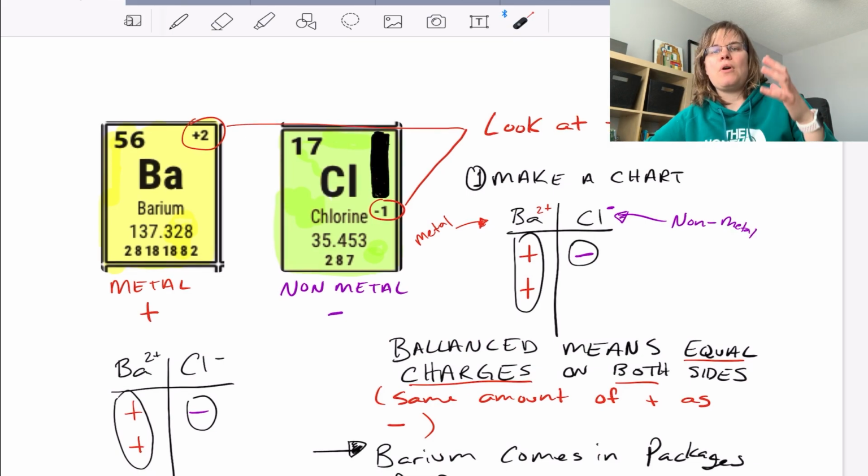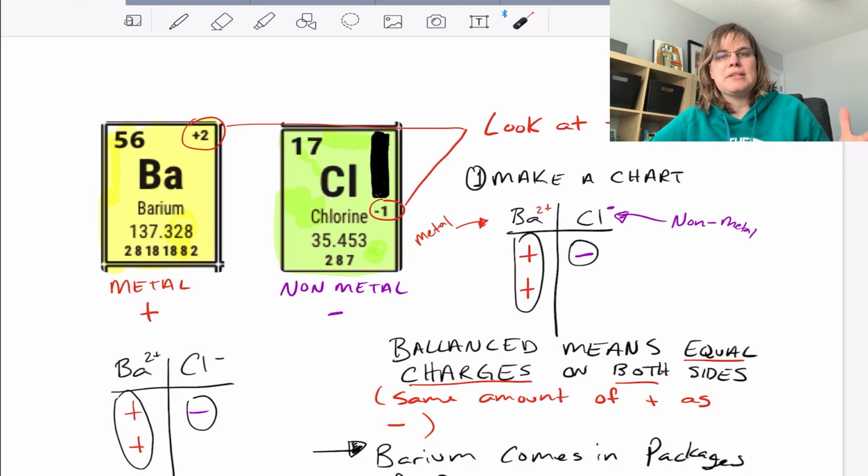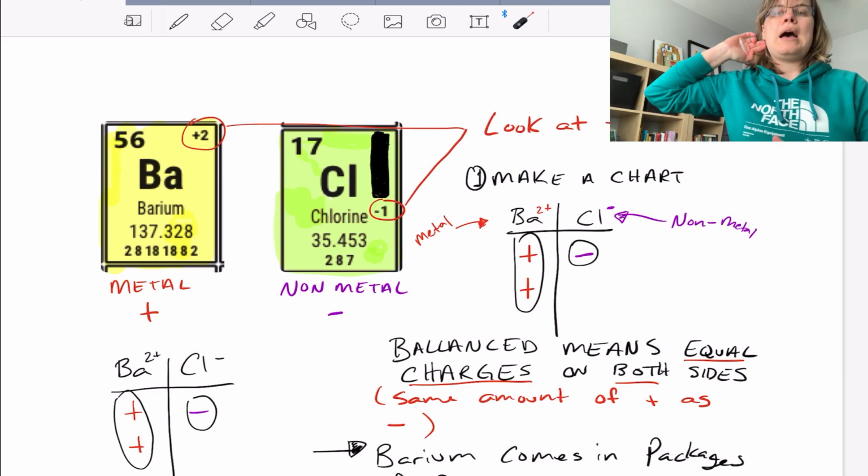So the first thing that we're always going to do when we're naming chemical formulas is we're going to make a chart. It's the rule that I have for all grade 9 students, no matter how good or great you get at this, just to ensure that you don't ever forget it for high school. So my chart just kind of looks like a little bit of a cross here. You can do it on a piece of paper yourself.